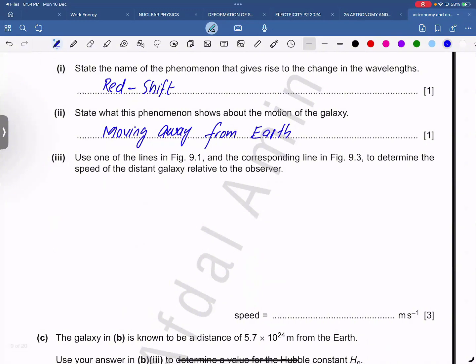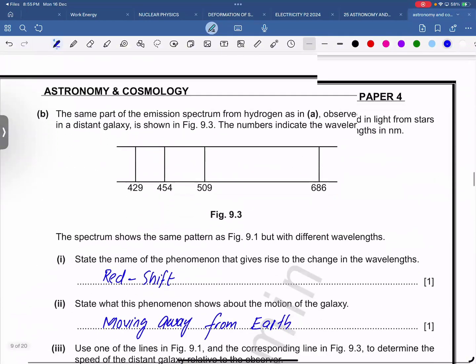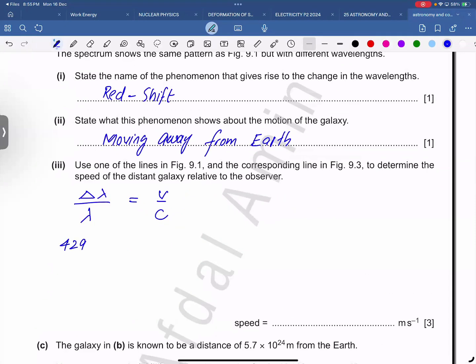Use one of the lines and the corresponding lines to find the speed. Yeah, this is the only equation which we didn't use so far, to find the speed of the galaxy. Delta lambda over lambda is v over c. Use one of them. Can we use the first one? 411 nano and observed is 429 nano. 429 minus 411 over 411 nano is v over c. They say use any of them.